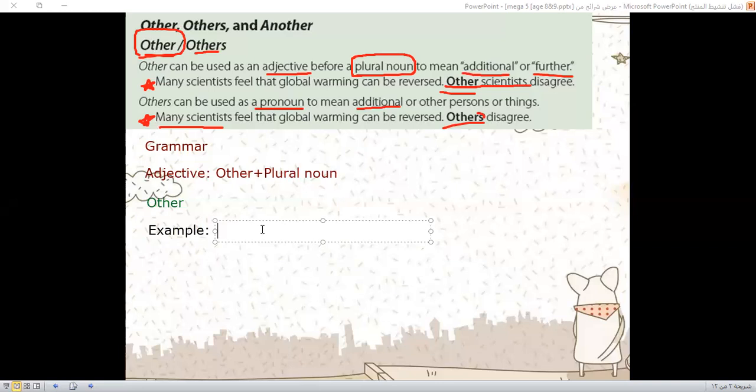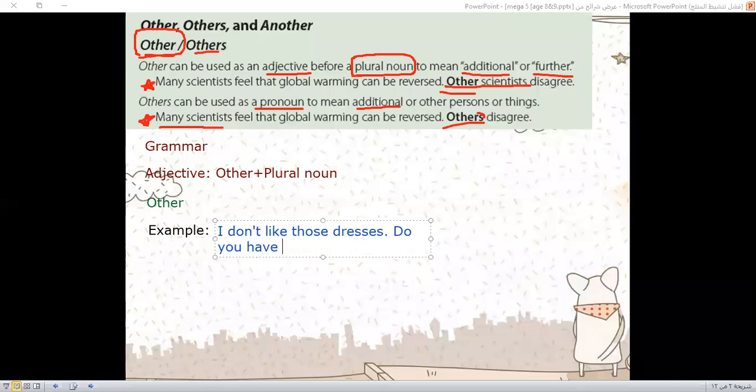Do you have an example? Okay, I will give you an example and then you tell me. I hope you're writing with me. I don't like those dresses. Full stop. And then I'm going to ask a question: Do you have other dresses? You see, dresses is plural. That's why I'm going to use it.